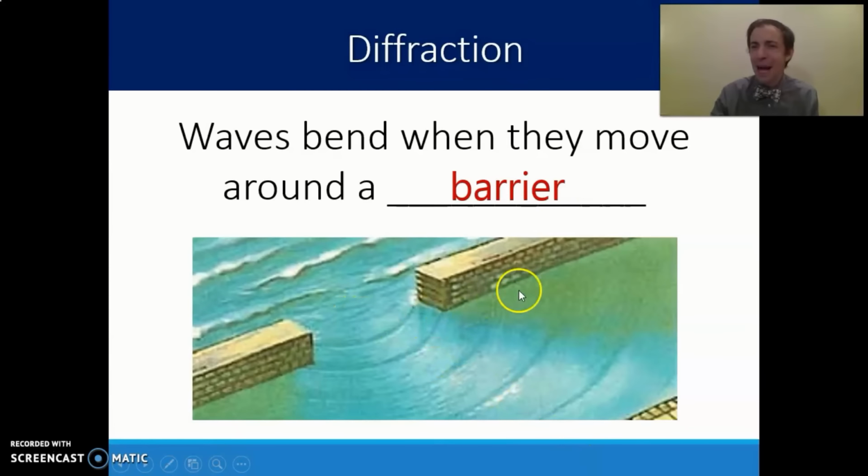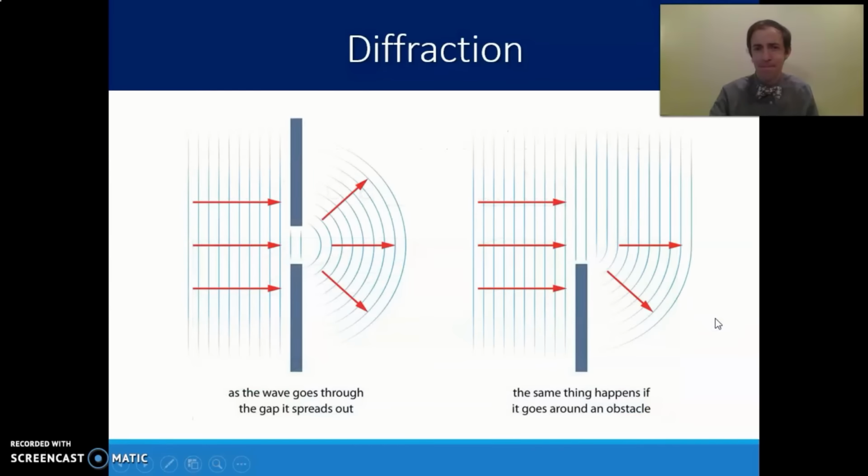Instead, they emanate outward in every direction from that new source, basically. So that means that if you were swimming here, kind of behind the wall, you would still experience that wave because it's bent around that barrier. A couple of other illustrations of this, going through this gap in the wall or going around a barrier.